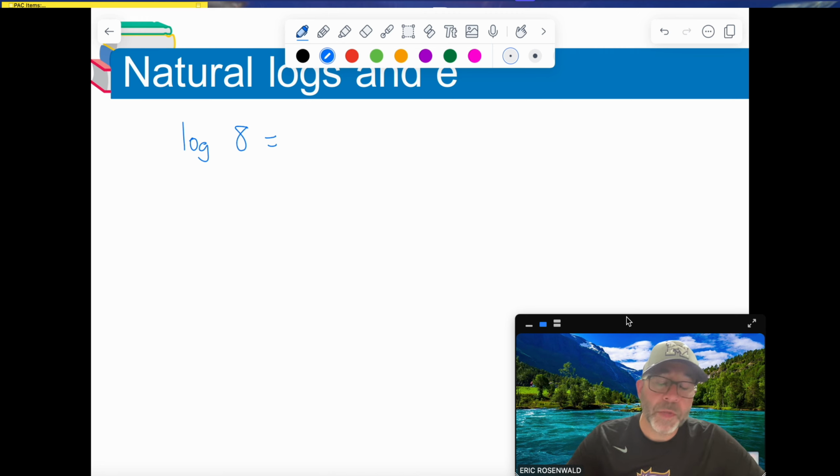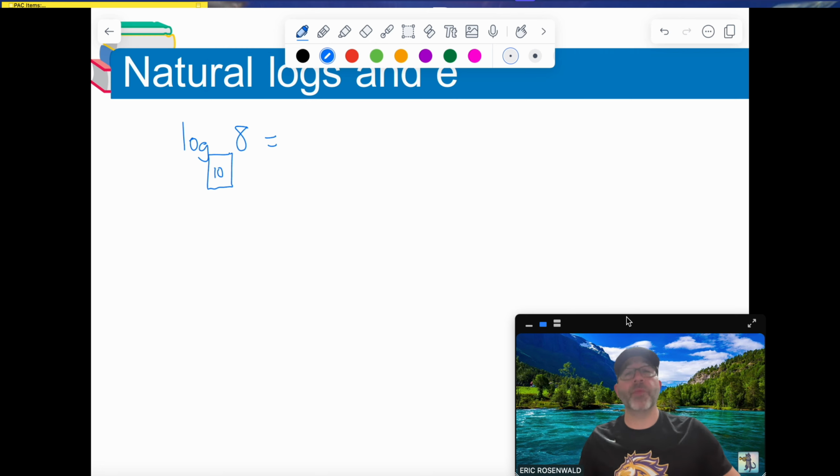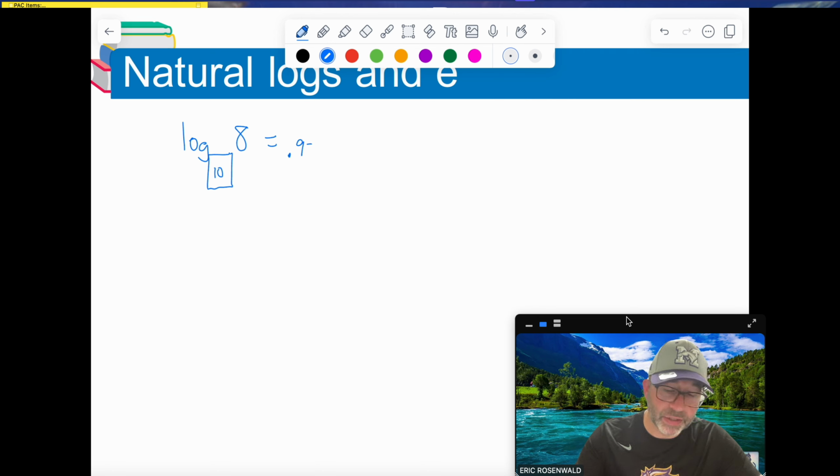Log of 8 equals, when we don't have a base written here, log's base is always a base 10 unless it says otherwise. So base 10 is what we use when we're talking about the orders of magnitude, when we're talking about earthquakes, and we're talking about the Richter scale with that. So base 10 though for log is always the base that we use whenever there's not one written. Okay, throw this in your calculator. We're going to get 0.903 and then a bunch of decimals.